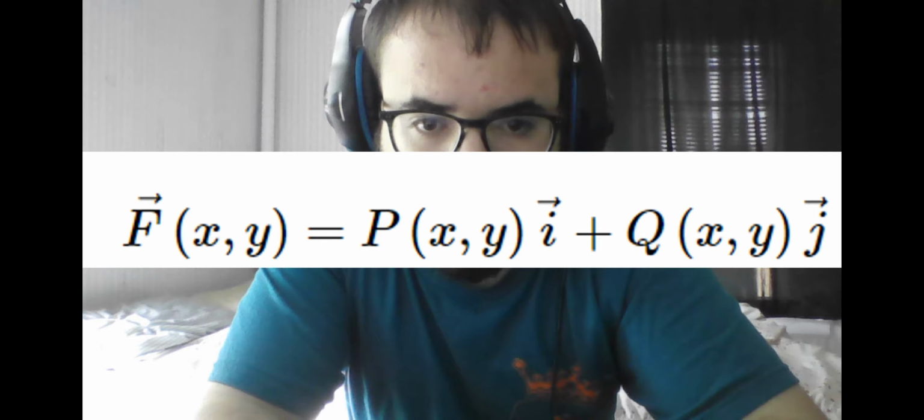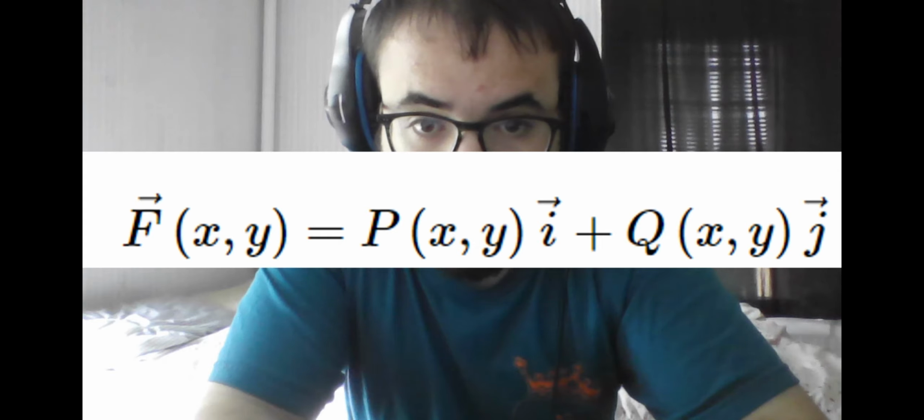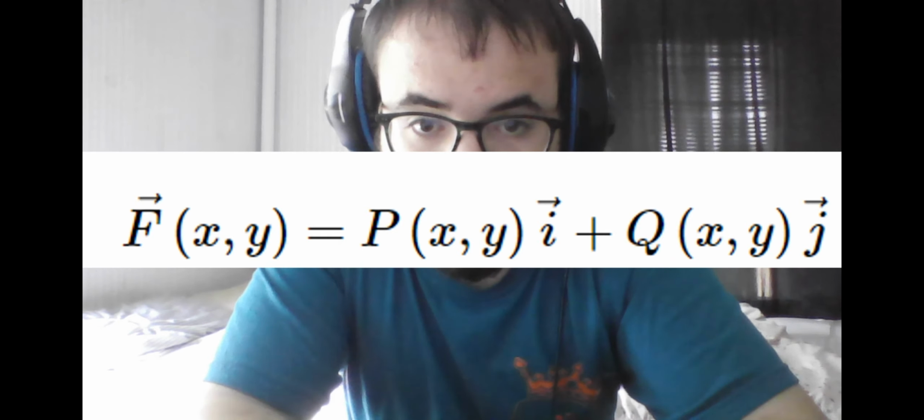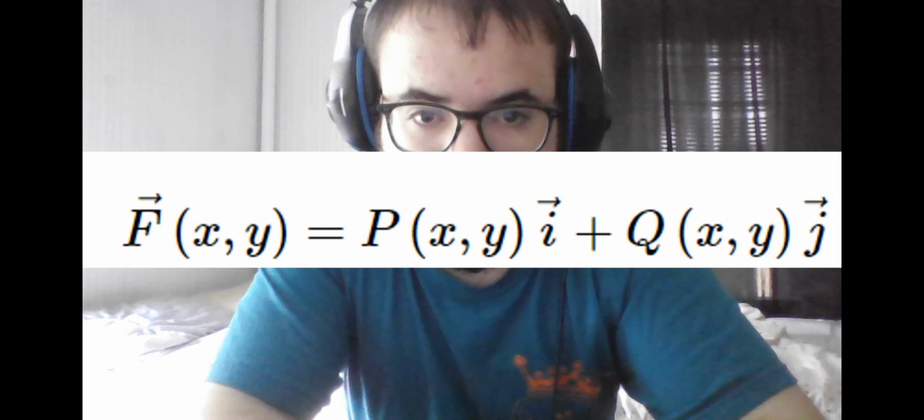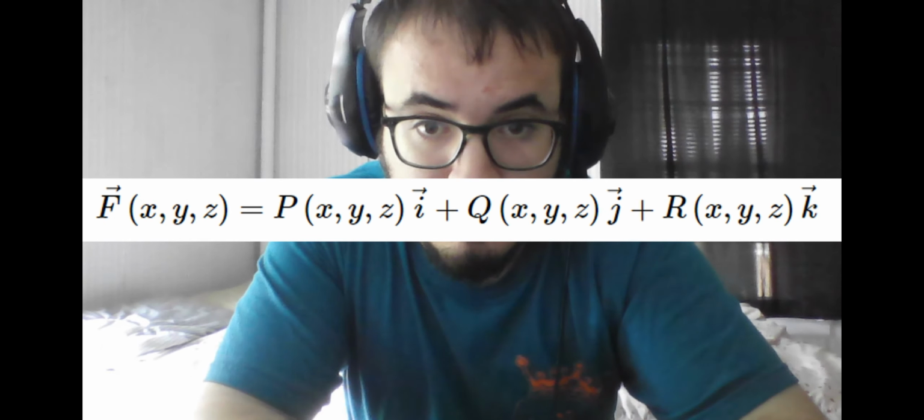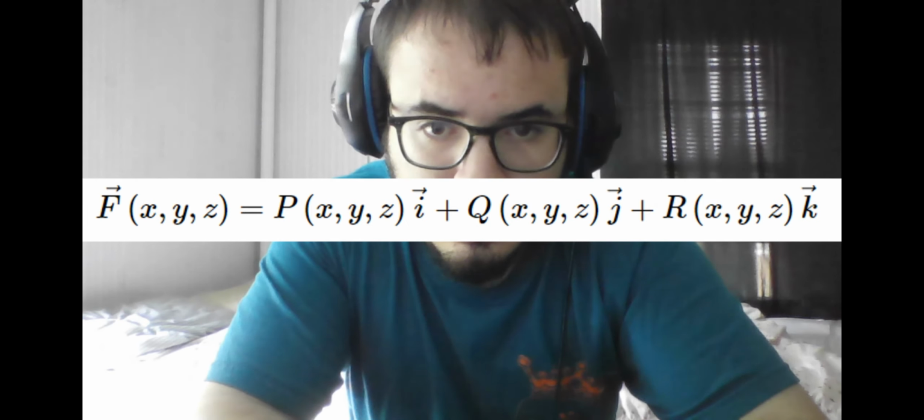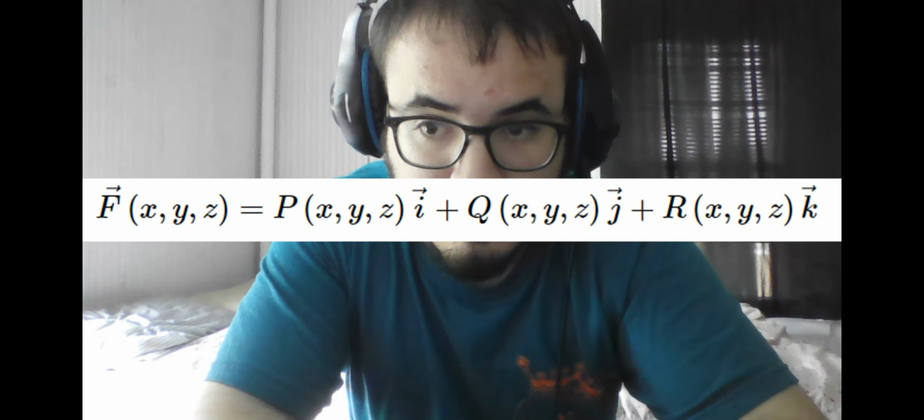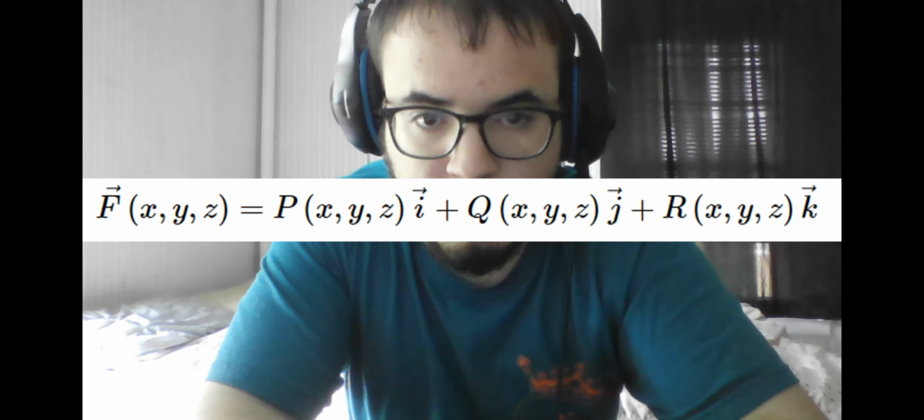The standard notation for the function that gives a vector field is F vector of x comma y, if it's two-dimensional, equals P of x comma y times i vector plus Q of x comma y times j vector, where i vector and j vector are the x and y components of the vector. And if it is in 3 dimensions, we write comma z in our functions. And we add our third component, R of x comma y comma z times k vector, where k vector is the third dimension, or third component.